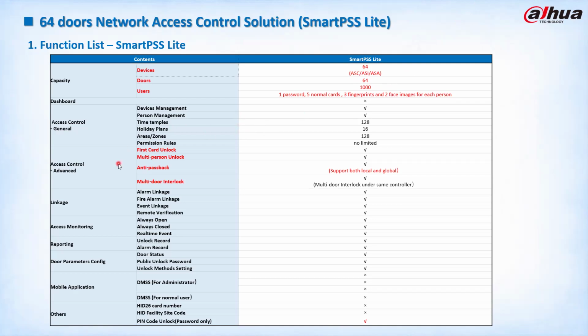Then for the advanced configuration functions, you can set up the fast card unlock features. You can do the multi-card, multi-person unlock function. You can set up anti-passback if you have multiple doors. And again, you can set up multi-door interlock features. So these are some of the features included in the Smart PCS for effective management of the doors within a certain environment that you're in.